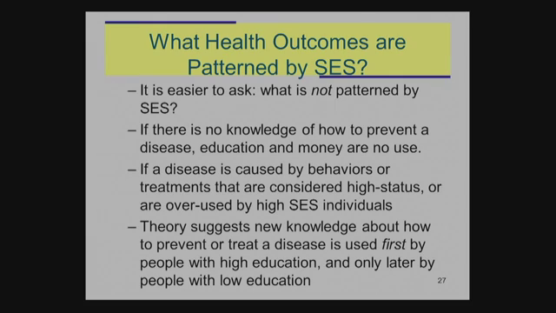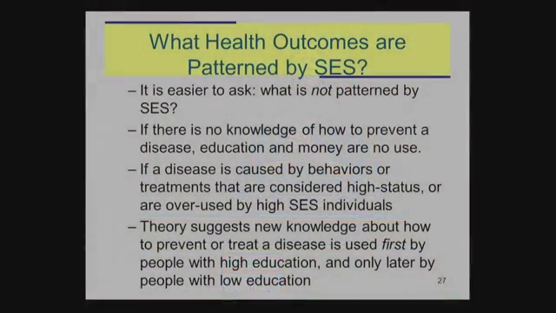So when is a socioeconomic pattern not going to emerge? For one thing, if there's no knowledge about how to prevent a disease, then education and money may not be useful to help you prevent the disease. So if we really don't understand the etiology of disease, it may not matter that you have high education because there's nothing to be learned about how to prevent the disease.